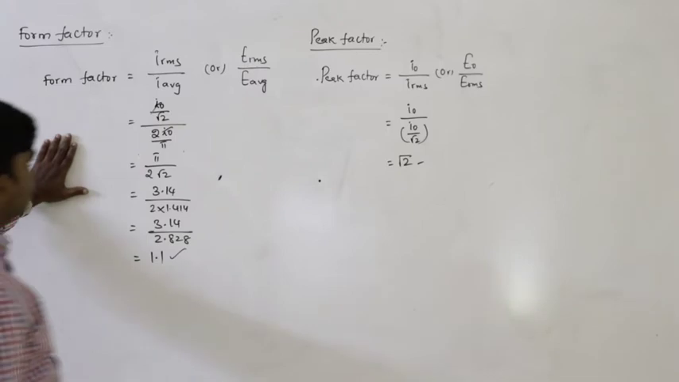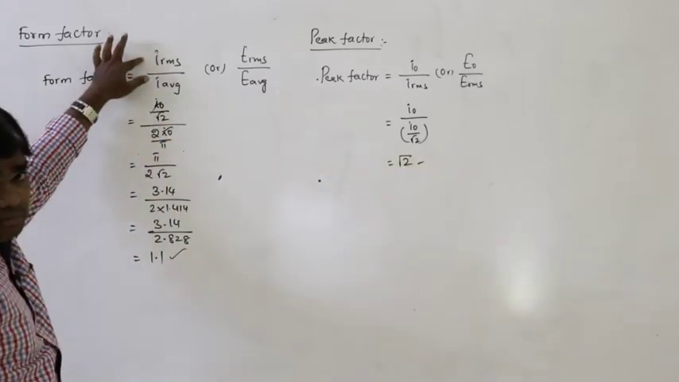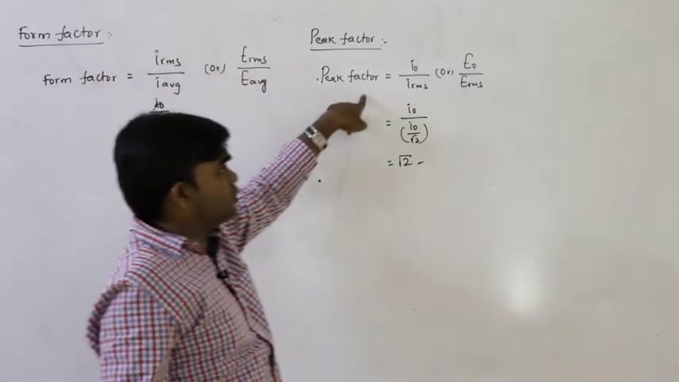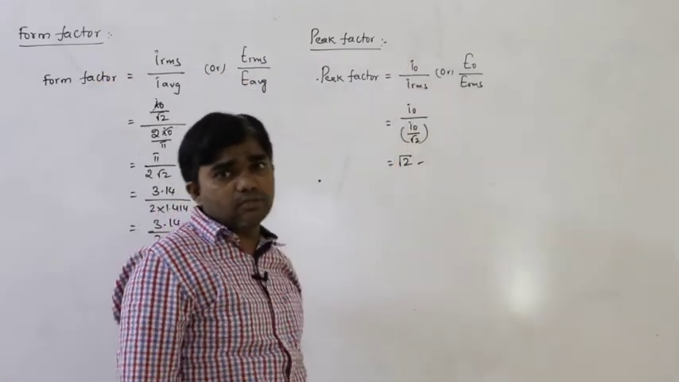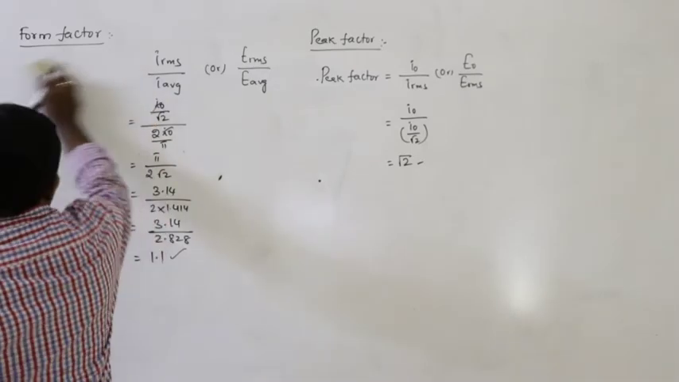This is form factor and this is peak factor. This is the ratio between RMS and average, and this is the ratio between peak value and RMS value. So this is form factor and peak factor.